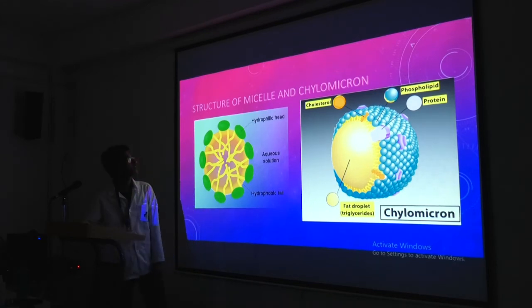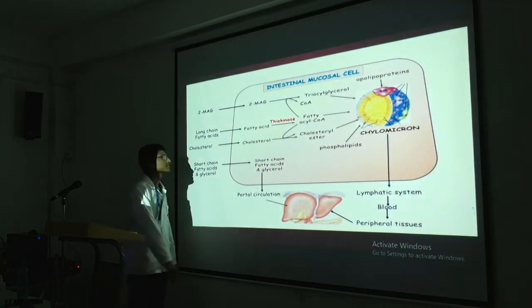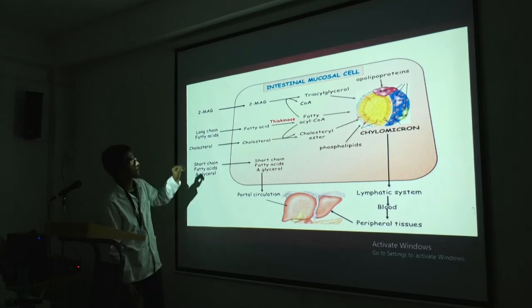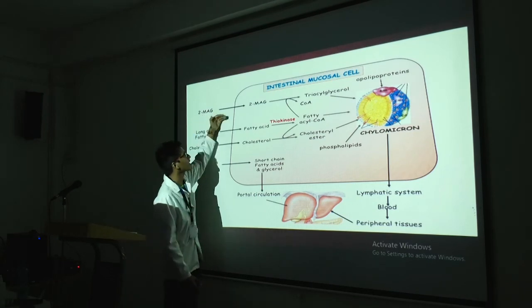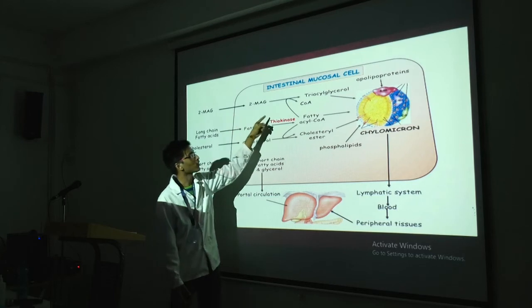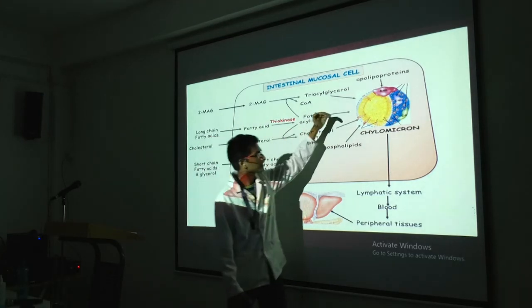Yes. Going to the next. So finally, this is the intestinal mucosal cell, and how all the absorption is happening. So going to the first, this is the 2-monoacylglycerol. This is the intestinal basolateral cell. The 2-monoacylglycerol and triacylglycerol enter into this and are absorbed into the chylomicron part.